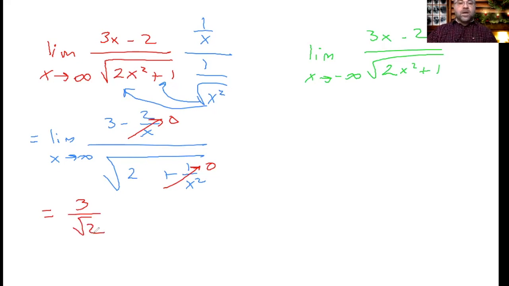Piece of cake. But remember, I'm allowed to multiply by this blue term, 1 over x over 1 over the square root of x squared, because that's really 1. Now here's the situation. When I do the limit over here on the right, I multiply 1 over x over 1 over the square root of x squared. As x is approaching negative infinity, that's not 1. Think about that. x is negative, and 1 over the square root of x squared is going to be a positive number, right?